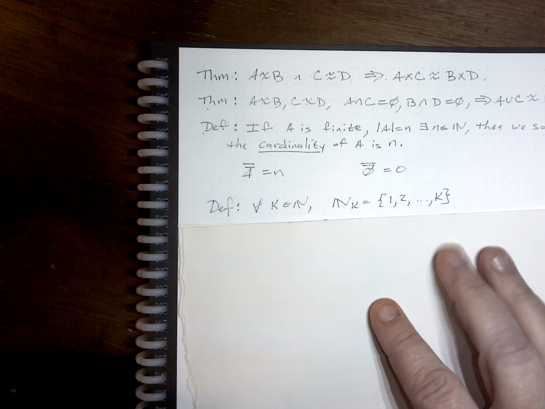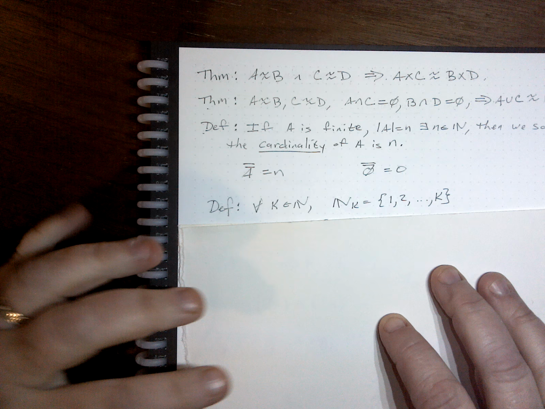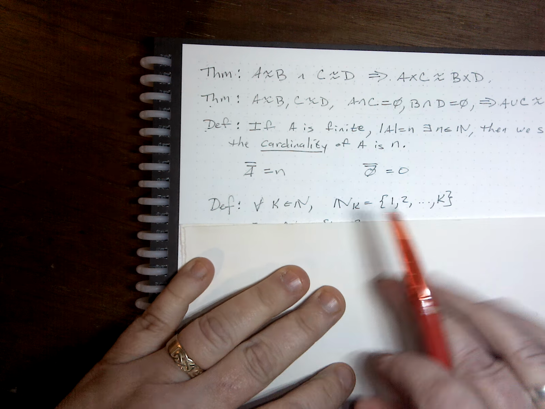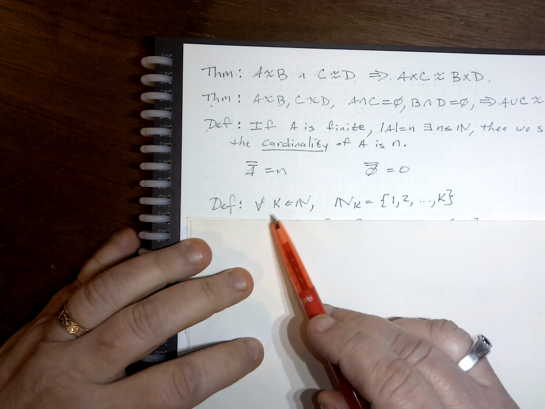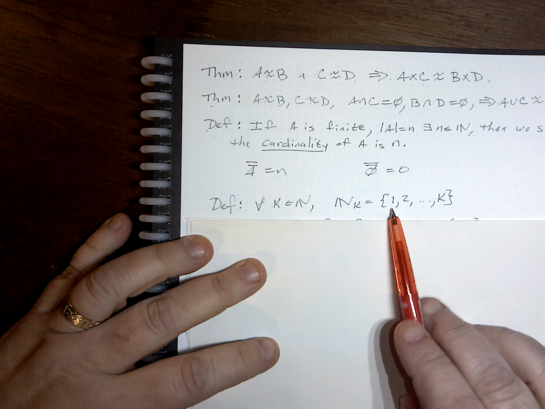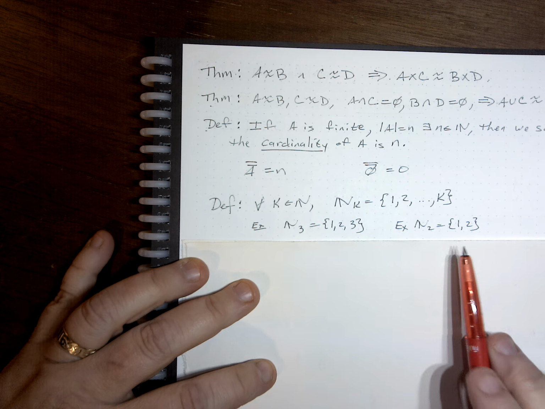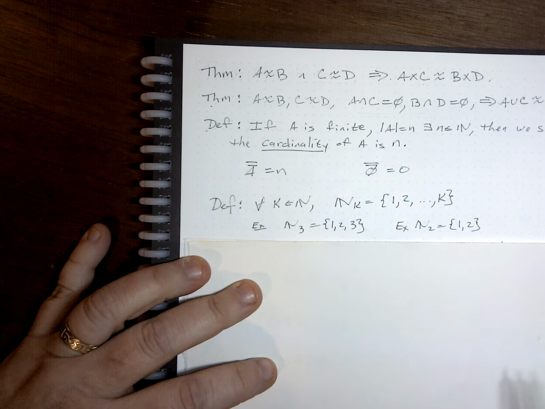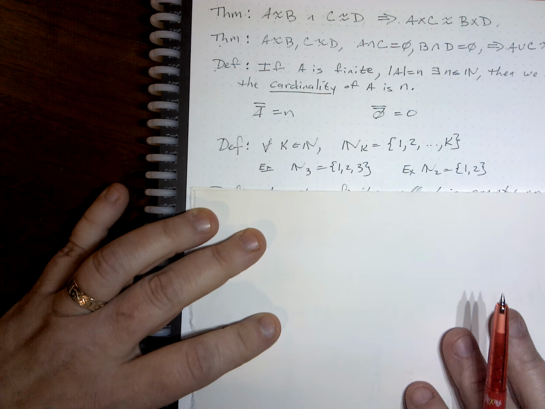Definition. So I need this canonical, this basic finite set. Oh, but we don't know the word finite yet. We will in a second. So for any k in the natural numbers, we call n sub k the set going from 1 up to k. So for example, n sub 3 is 1, 2, 3, n sub 2 is 1, 2, n sub 100 is, I'm not going to say all those, that's a long list.